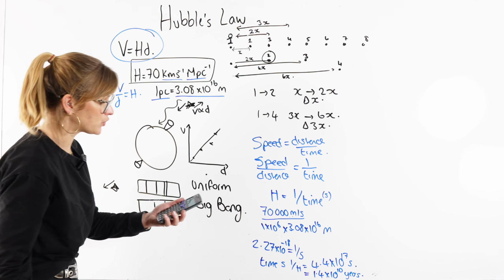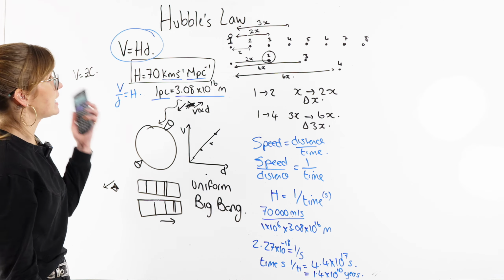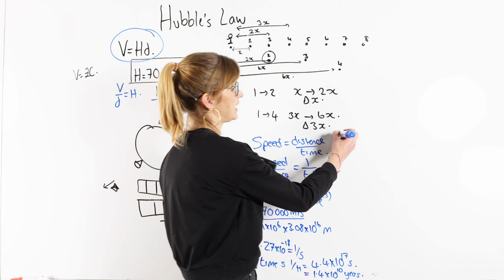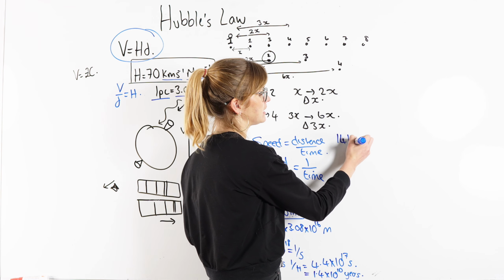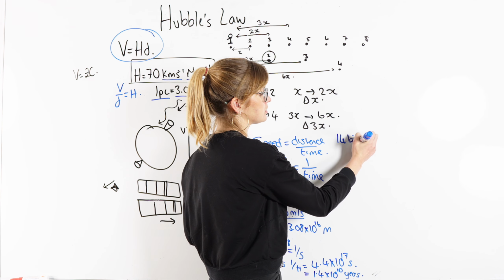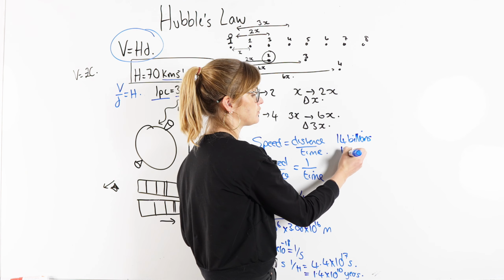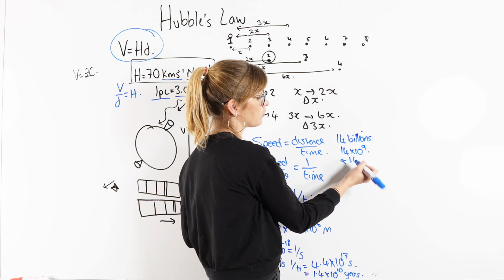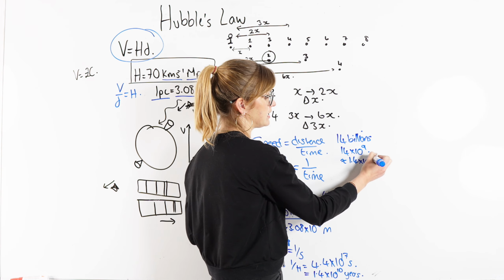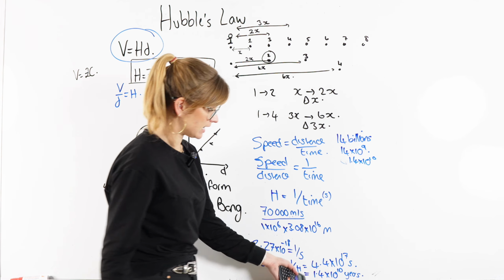Okay? And if you Google what the age of the universe is, it comes out roughly like 13.8, 13.7, depends where you look, but roughly 14 billion years old. Okay? 14 billion is 14 times 10 to the power 9, which is the same thing as 1.4 times 10 to the power 10, which is exactly what we've calculated here.